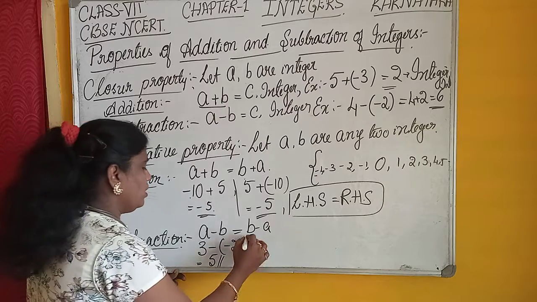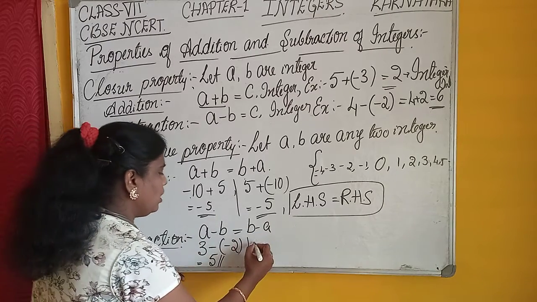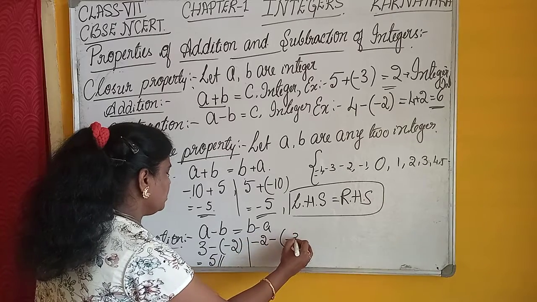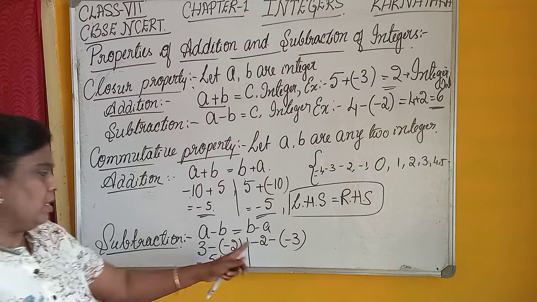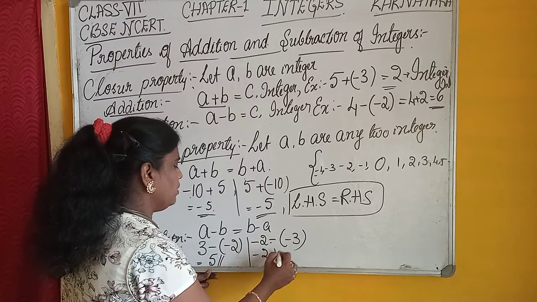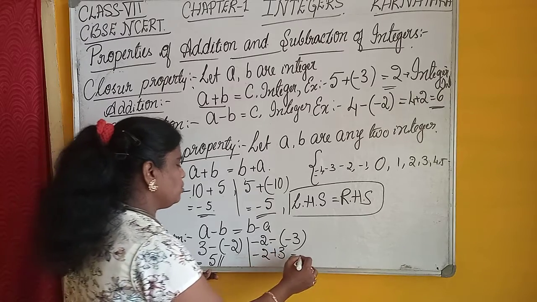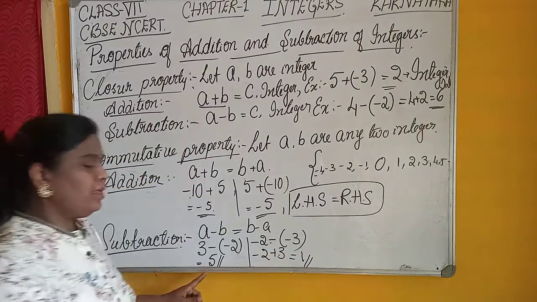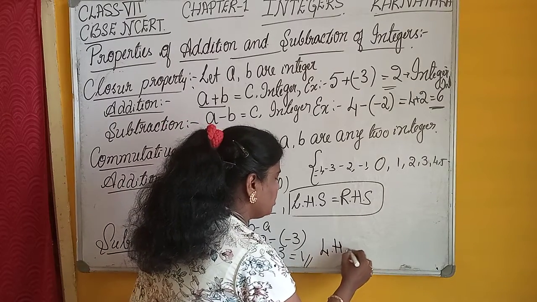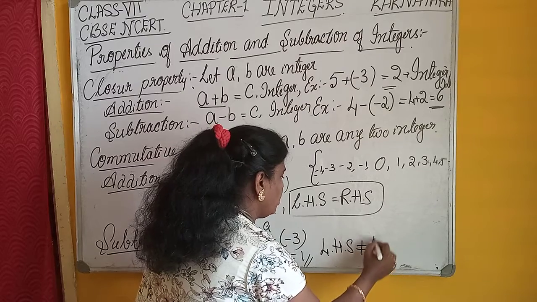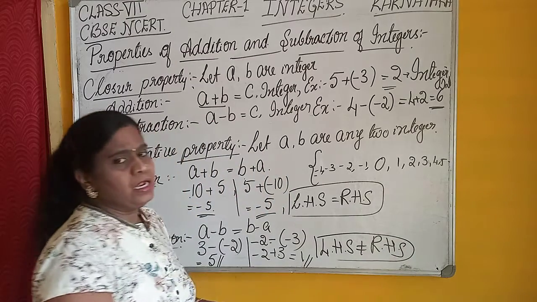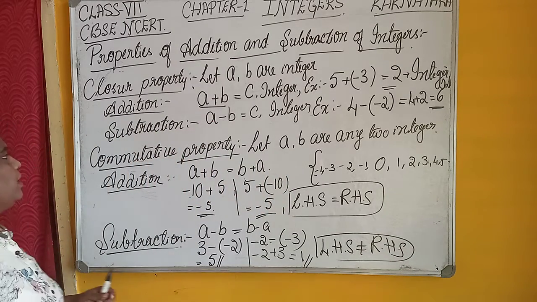If we do the same thing here, taking b as minus 2, minus 2 minus of minus 3, what will it become? Minus of minus 3 will become plus 3, that is minus 2 plus 3, which is 1. Here LHS is not equal to RHS. Therefore, the commutative property of subtraction does not hold good for the integers.